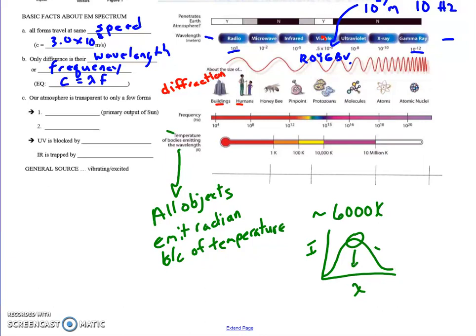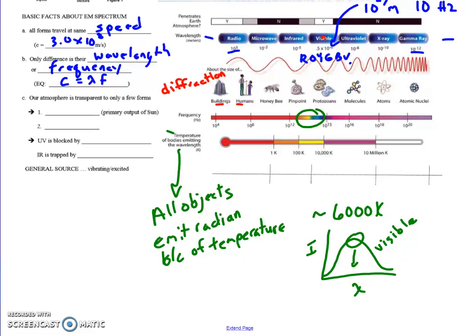Okay? In fact, the peak corresponds to green and yellow, and that's why our eyes are most sensitive to those colors. That's why the sun appears yellow, and that's why our eyes see in this part of the spectrum and not any other part of the spectrum, because that's what the sun puts out most. So that's really, really important.